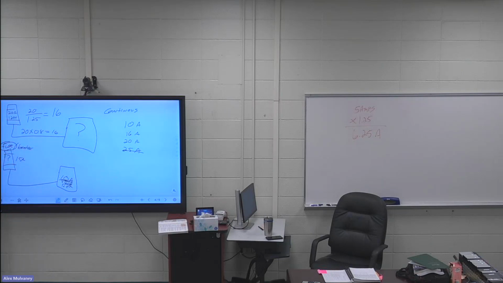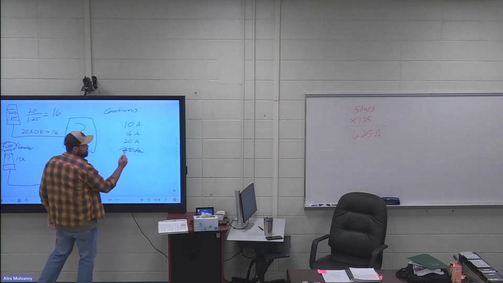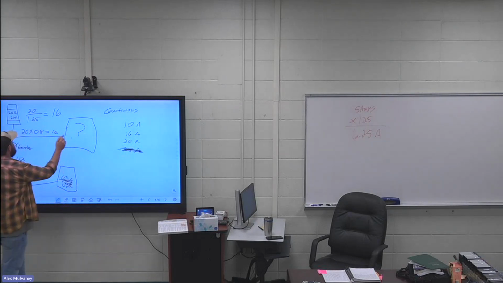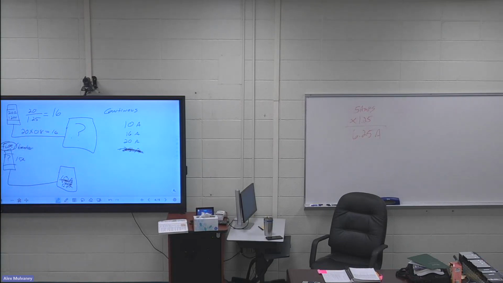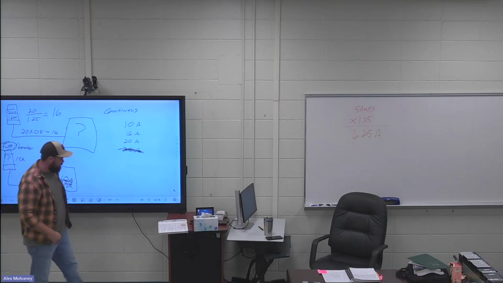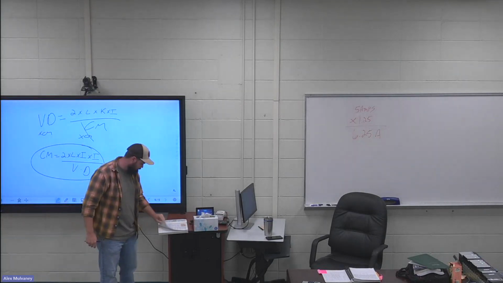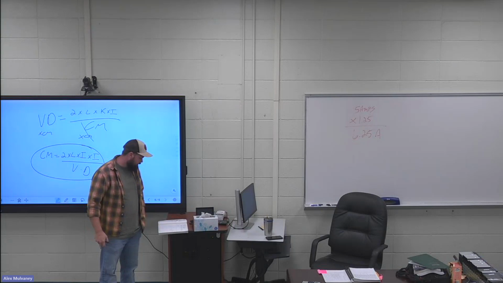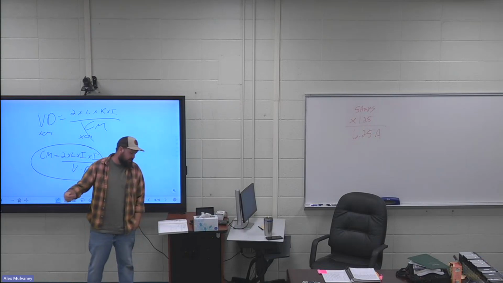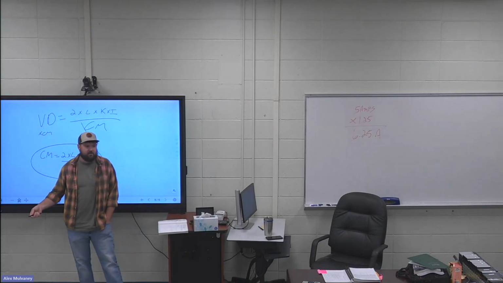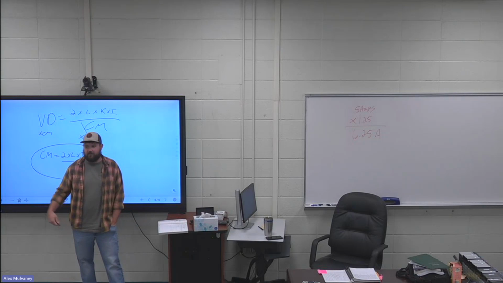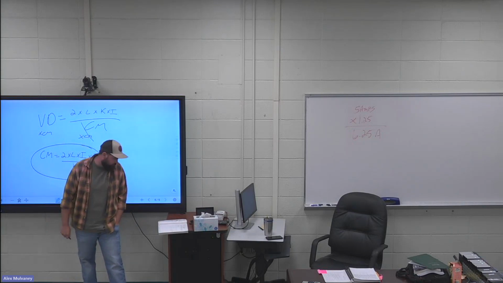Does it make sense to everybody how this problem right here can't be 25 amps? I can't have 25 amps on a 20 amp fuse. Everybody's good with that? I'm just trying to tell y'all to get your best possible shot at getting the correct answer. So number one is B, 16 amps. 20 times 0.8 is equal to 16, or 20 divided by 1.25 is 16. However you want to do that.